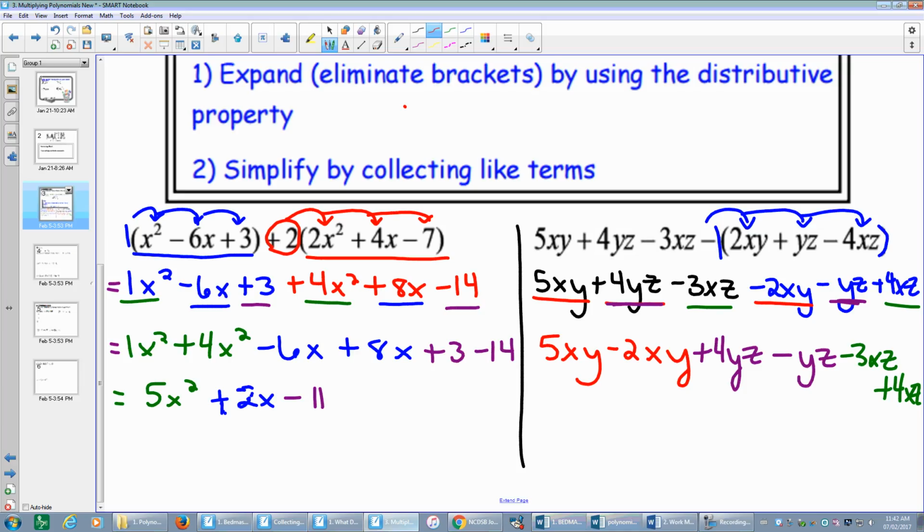Okay, so I can now simplify that. 5xy minus 2xy gives me 3xy. 4yz minus yz, again, remember there's a 1 there, gives me positive 3yz. Negative 3xz plus 4xz gives me plus 1xz. And that's my final answer.